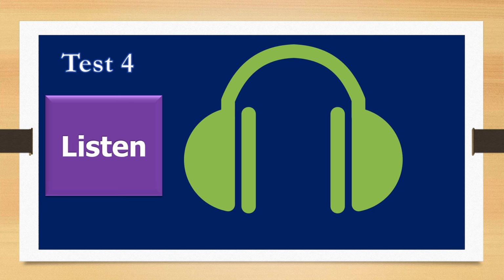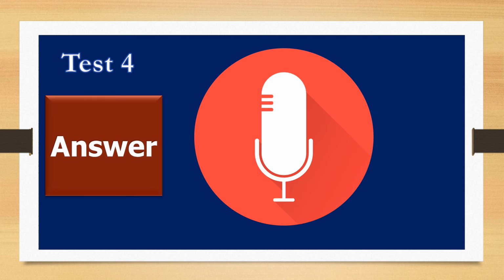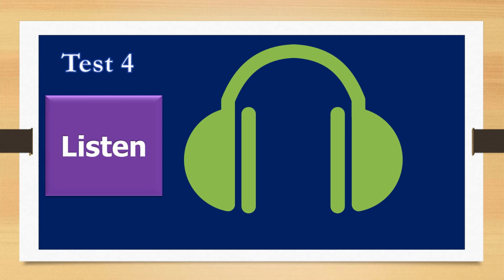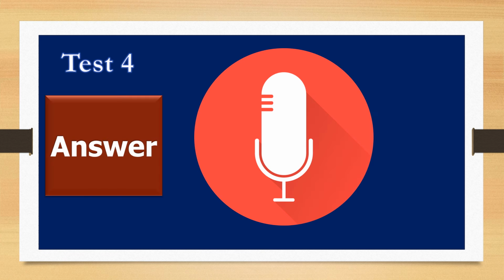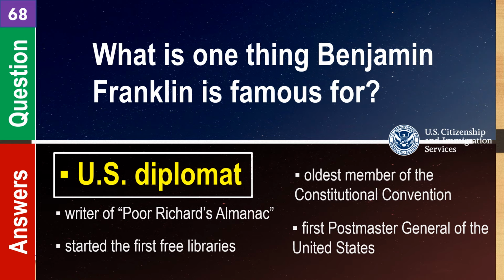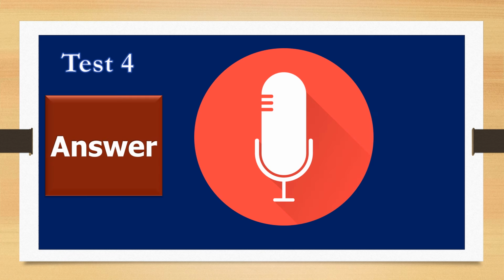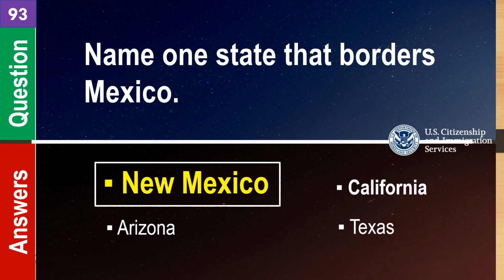What are two rights in the Declaration of Independence? Life, liberty. What is one thing Benjamin Franklin is famous for? U.S. diplomat. Name one state that borders Mexico. New Mexico.